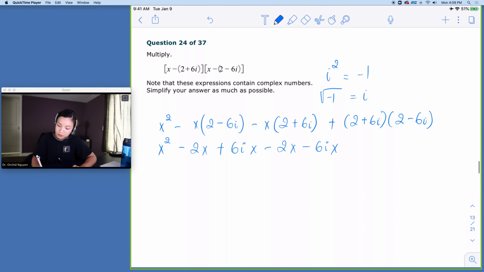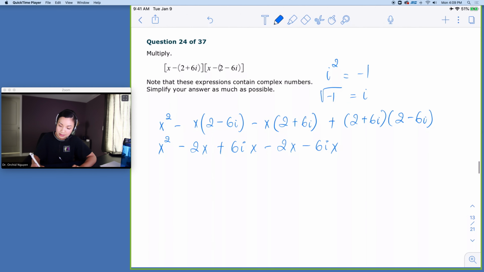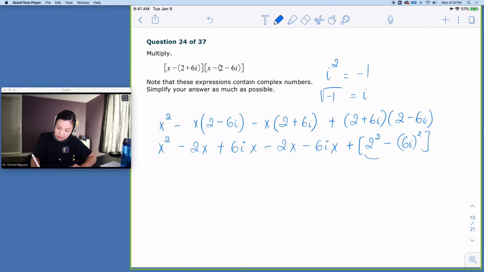So 2 plus 6i times 2 minus 6i. This one right here is the conjugate. So if you multiply by the conjugate, hopefully you still remember, it's just 2 squared minus 6i squared. But i squared is negative 1. So it's turned into a positive 6. So 4 plus 36 here, this is 40. Okay.